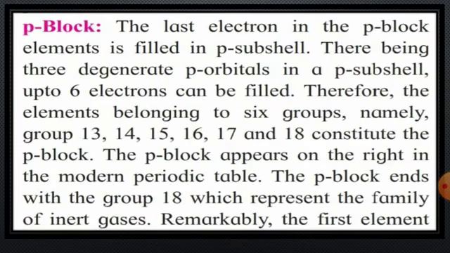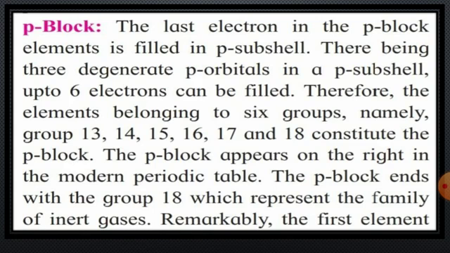We are moving forward towards the second block, that is the P block elements. Here, similarly as in the S block, the last electron of the P block element will be filled in the P subshell, where the last electron will enter the P subshell. There being 3 degenerate p orbitals in a p subshell. How many degenerate p orbitals? 3. That is px, py, pz.